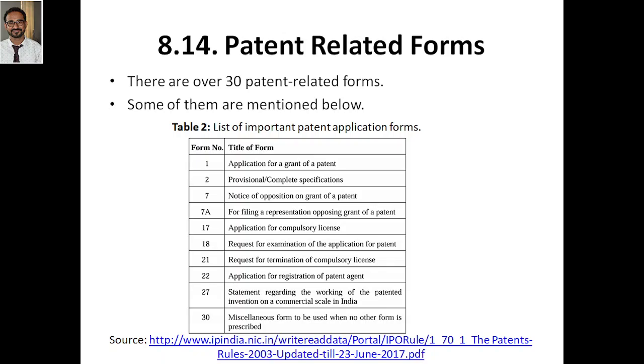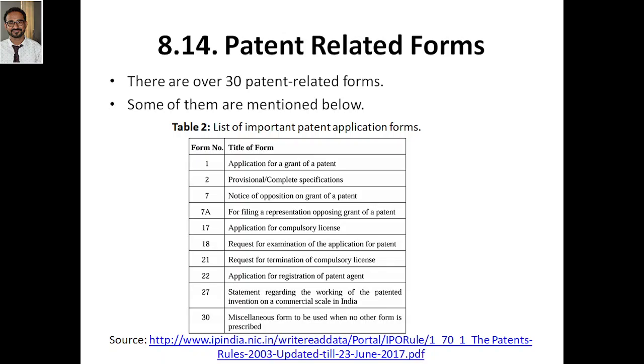Next, Form number 18, request for examination of the application for a patent. This is also mandatory. Once the patent is published online, you need to ask for examination, right? In the examination topic we have discussed enough, right? So for that you have to file Form number 18A. It is actually 18. So next, Form 21, request for termination of the compulsory license.